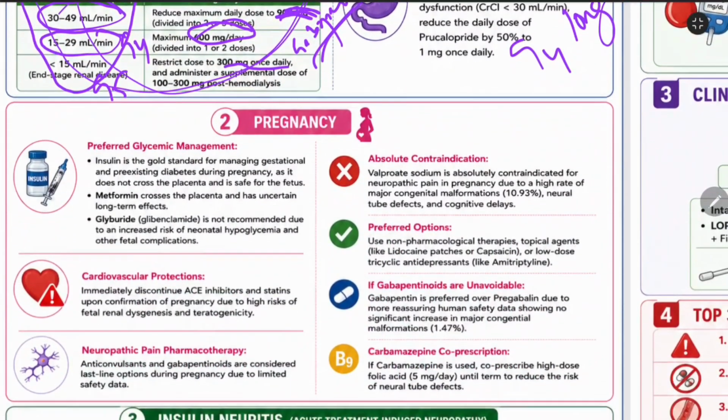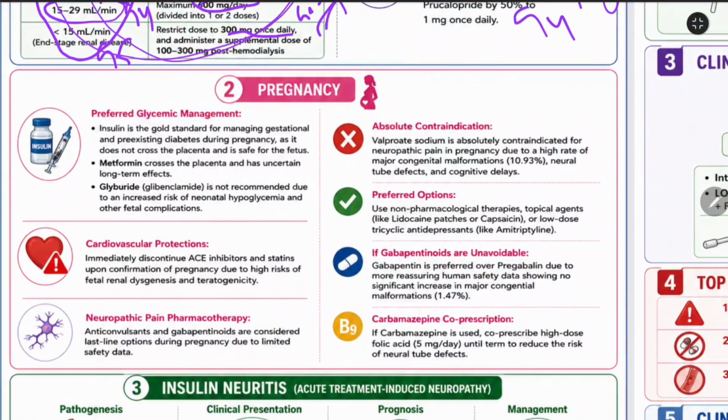Okay, what do you do in pregnancy? Preferred glycemic management: insulin is the gold standard. Metformin crosses the placenta and has uncertain long-term effects. Glyburide is not recommended due to increased risk of neonatal hypoglycemia. So insulin should be used.